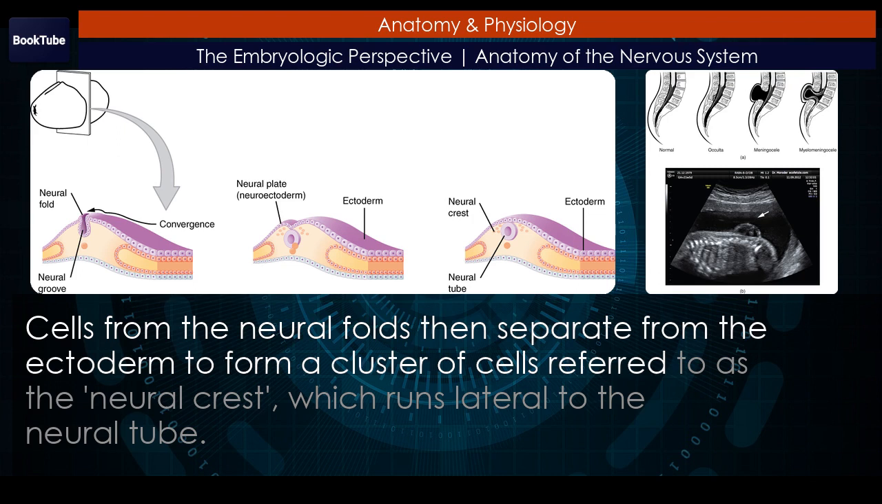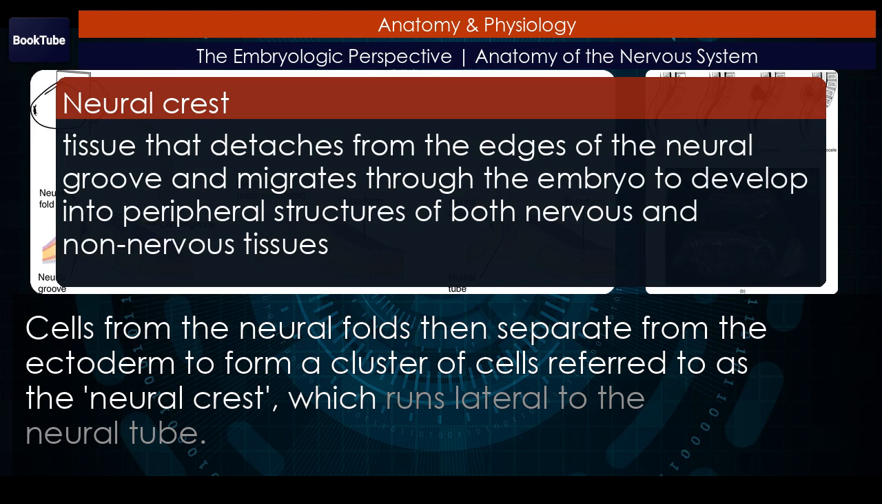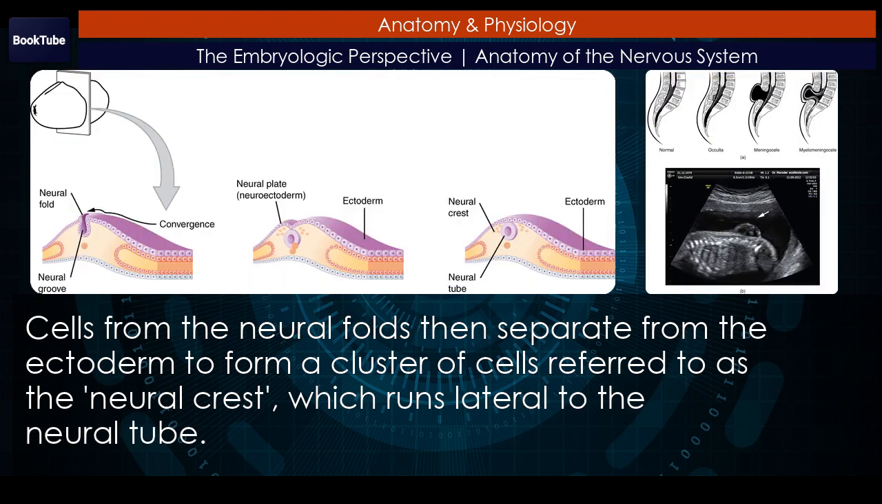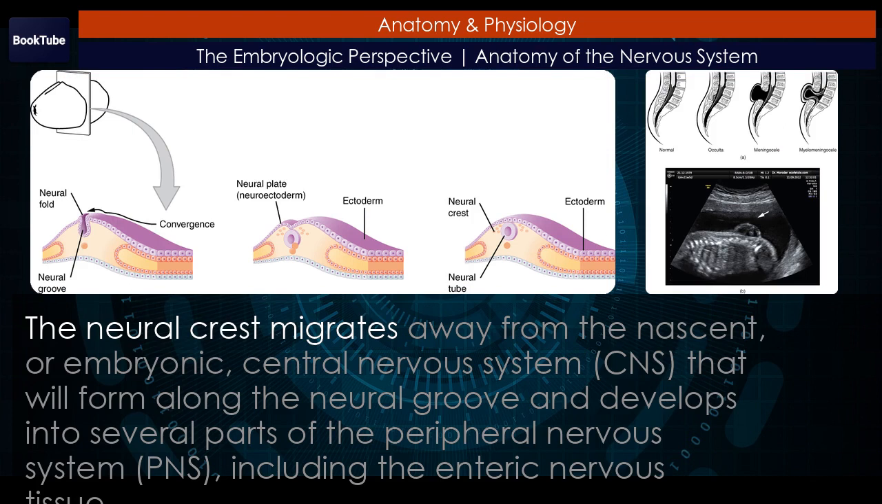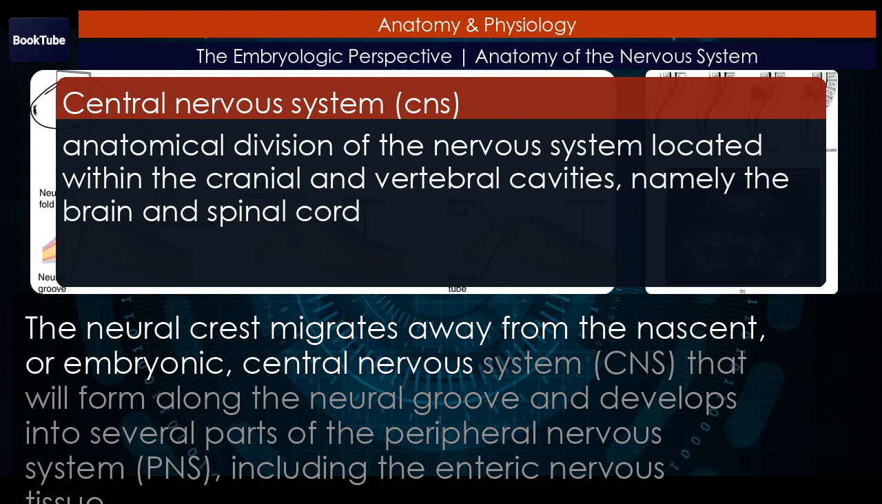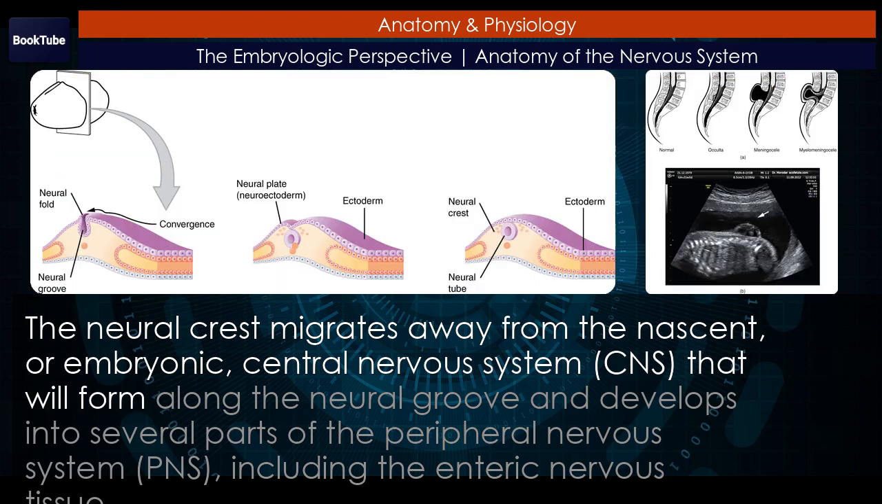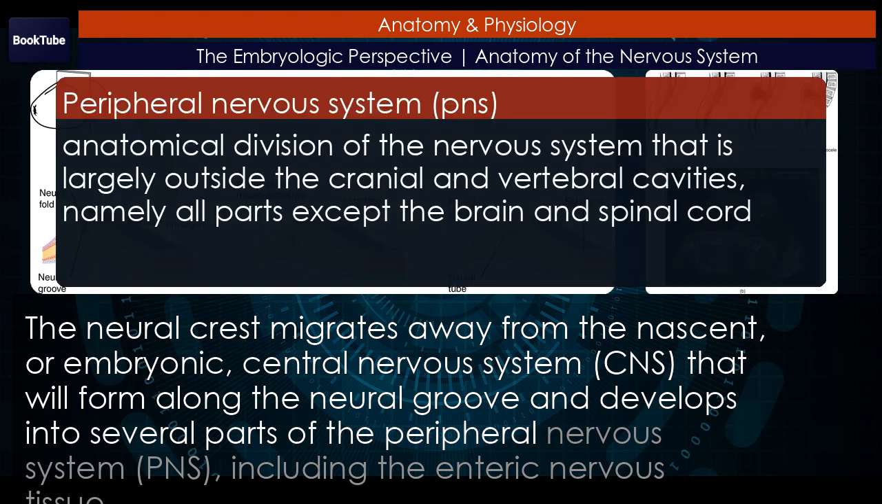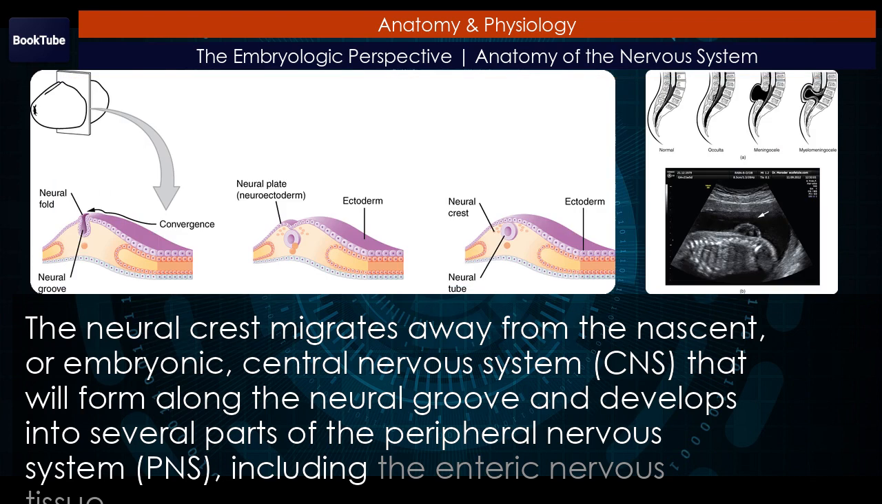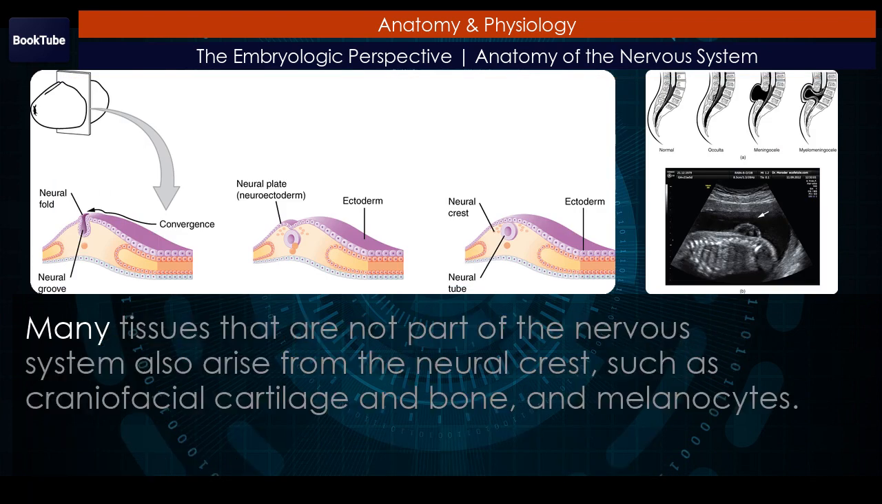Cells from the neural folds then separate from the ectoderm to form a cluster of cells referred to as the neural crest, which runs lateral to the neural tube. The neural crest migrates away from the nascent, or embryonic, central nervous system, CNS, that will form along the neural groove and develops into several parts of the peripheral nervous system, PNS, including the enteric nervous tissue.